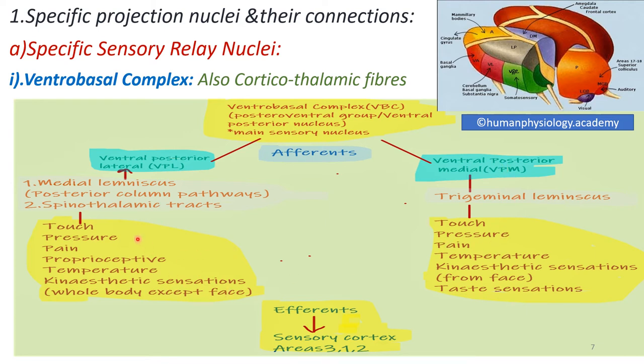Both of them carry the sensation of touch. So the touch, pressure, pain, proprioceptive, temperature, kinesthetic sensations from the whole body come here, from the face along with taste here, and finally also from the cortex here, and then the efferents go to the sensory cortex, that is areas 3, 1, 2, layer 5. So the ventrobasal complex is one of the main sensory nuclei of the thalamus, and it basically acts as a relay center for all the main sensations of touch, pressure, pain, proprioception, temperature, taste, and kinesthetic sensation based on movement.